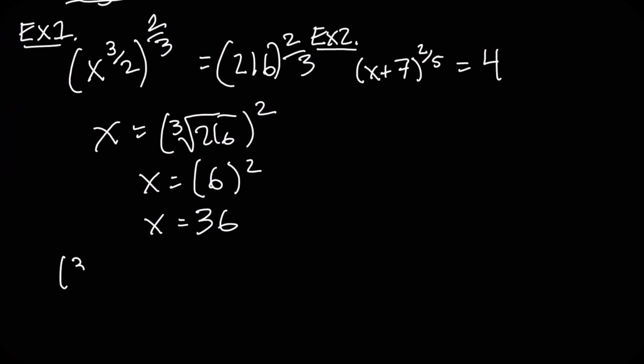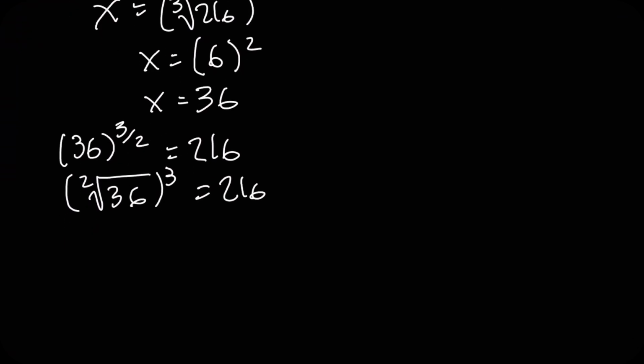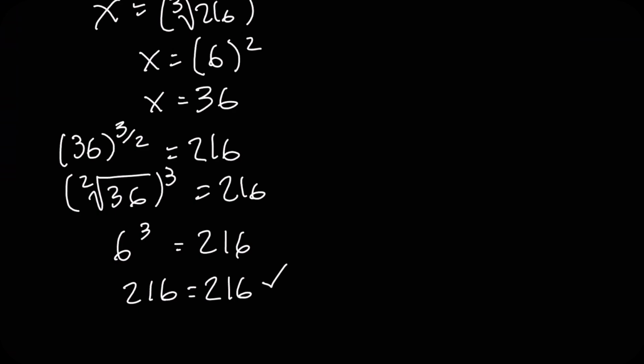So 36 to the 3 halves is equal to 216, or the square root of 36 to the 3rd power. And that's going to be equal to 216. So then we have 6 cubed is equal to 216, which is 216 is equal to 216. We can go ahead and check that one.